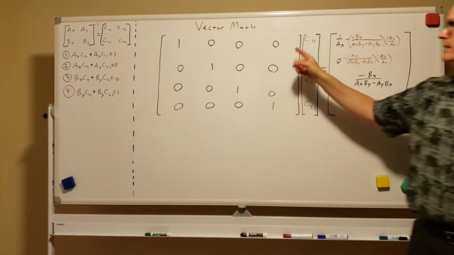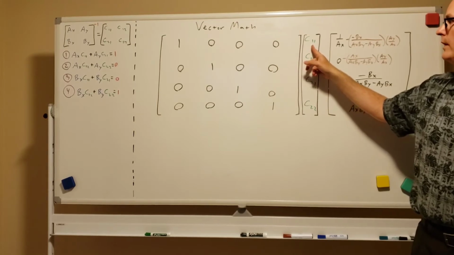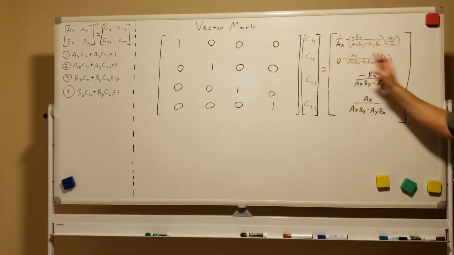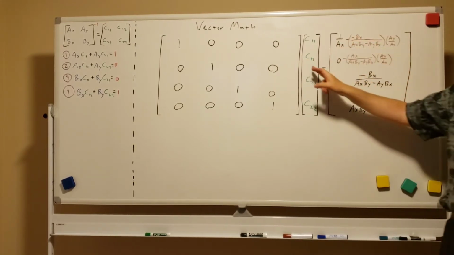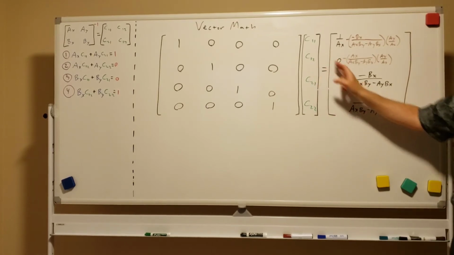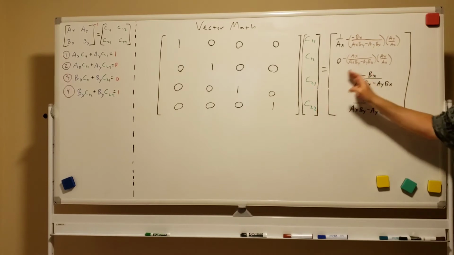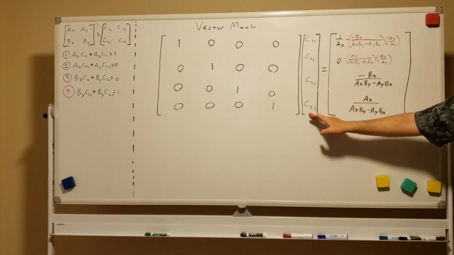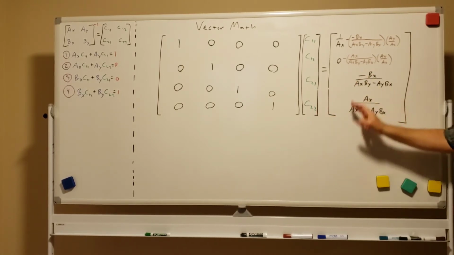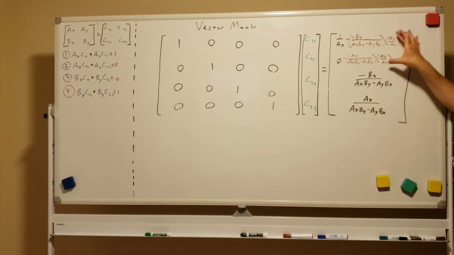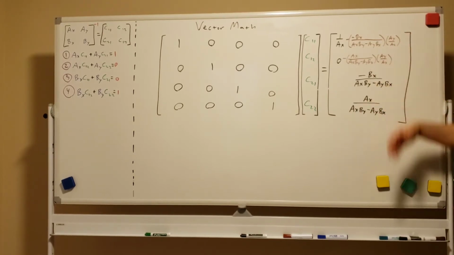So the identity of C11 is this quantity. The identity of C12 is this quantity. The identity of C21 is this quantity. And the identity of C22 is this quantity. So let's reduce this to something that is more meaningful.